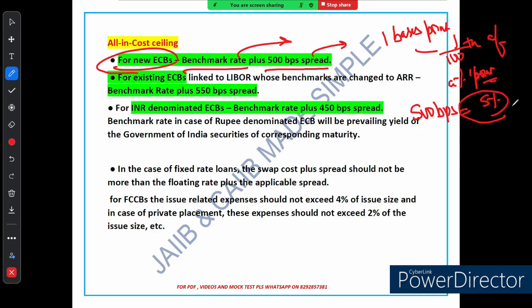See, I have told you what is the meaning of all-in cost ceiling. It means what amount of interest and what other cost the recognized borrower, the eligible borrower, is paying to the recognized lender, right? Whenever he borrows money from abroad. So in this case, if it is a new ECB, it will be benchmark rate plus 5% extra, which is spread, right?